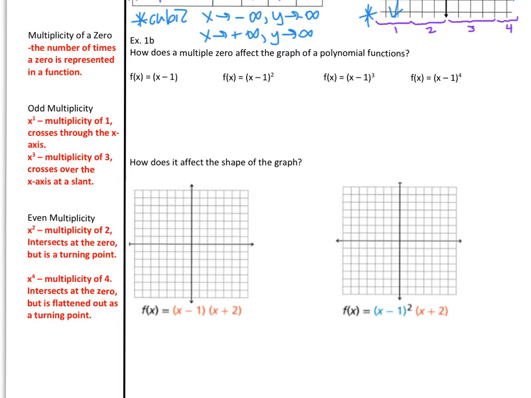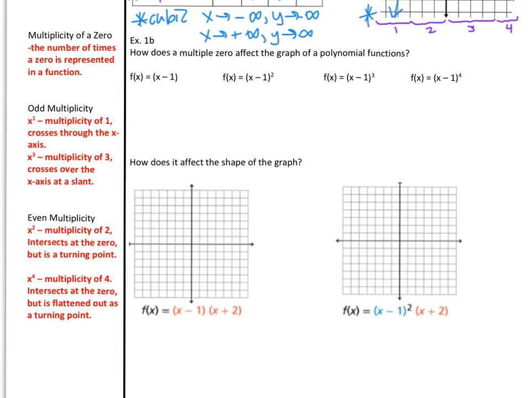Now, even multiplicities are different. An even multiplicity, x squared would be a multiplicity of 2, would be a turning point. So kind of like the vertex for a quadratic function. It would touch the x-axis, but then go in the opposite direction. It wouldn't actually go through to the other side of the graph.